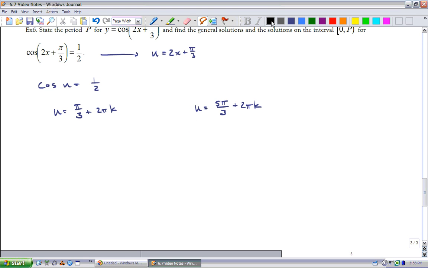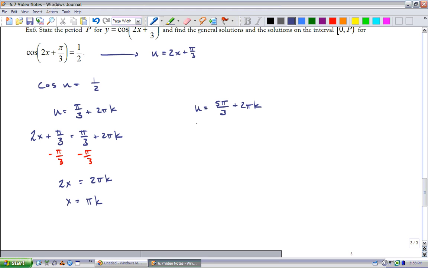Okay. Now, once we've solved for u, we're just going to substitute back in our x's. So we get 2x plus pi over 3 equals pi over 3 plus 2 pi k. Remember, we're solving for x. So, I could subtract a pi over 3 from both sides. And when I do that, in this case, I get 2x equals 2 pi k. Multiply both sides by 1/2 or divide by 2, I end up with x equals pi k as a general solution.